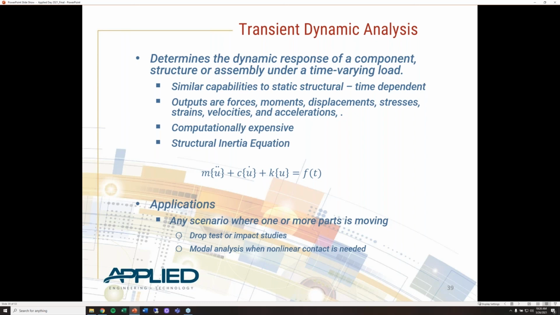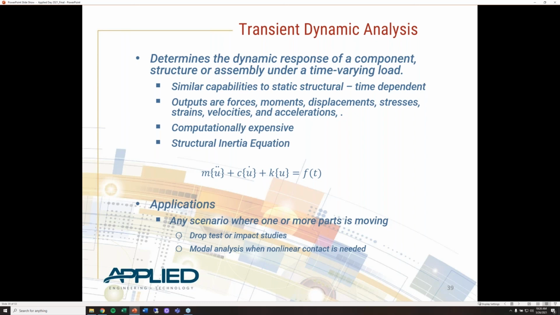So we can output forces, moments, displacements, stresses, strains, velocities, and accelerations. So kind of the whole shebang, everything. Very computationally expensive here. I've got the structural inertia equation listed again. We're not going to be simplifying it this time like we did for static structural analysis. We have everything: the mass matrix, the damping matrix, the stiffness matrix, and then we've got time.